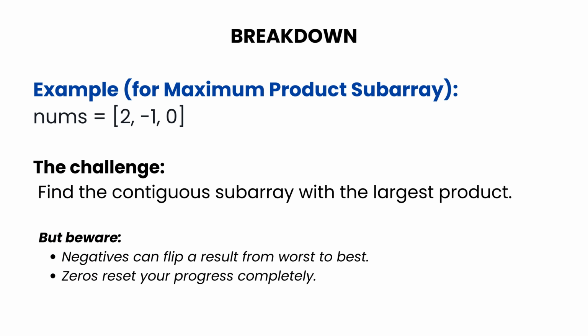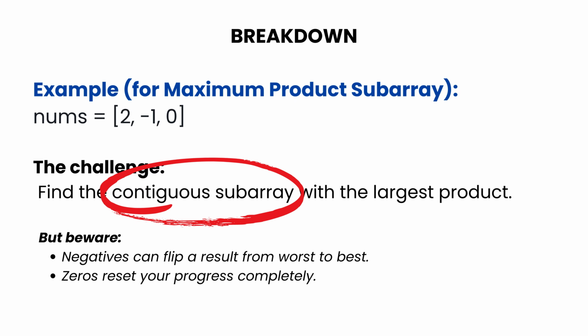Let's break down the challenge. Given an integer array, your job is to find the contiguous subarray that has the largest product. Unlike some problems, multiplying negatives can flip the result, and zeros reset your progress. That's why this problem is sneakier than it seems.